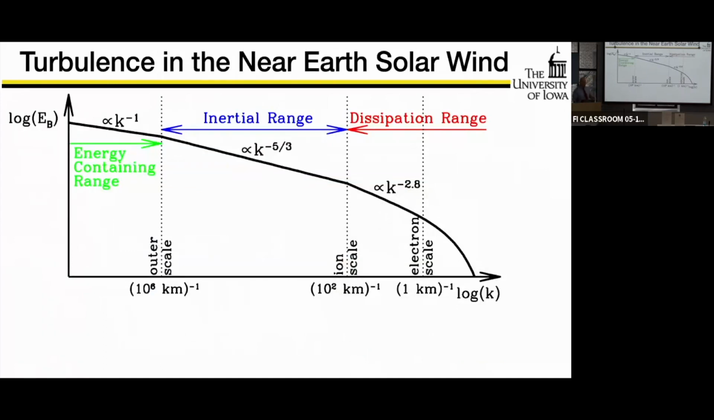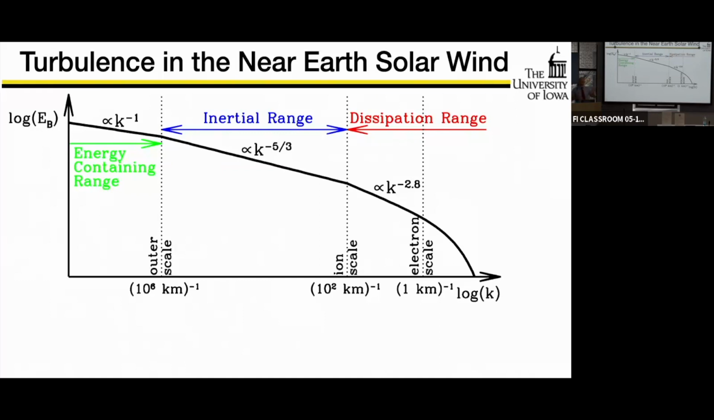Then we can interpret these various breaks as some physical length scale associated with the system. At the very largest scales, where the spectrum goes like k to the -1, you have what's called the energy containing range. In that range, it's essentially unevolved turbulence. It hasn't had the chance to interact and transfer its energy to smaller scales.